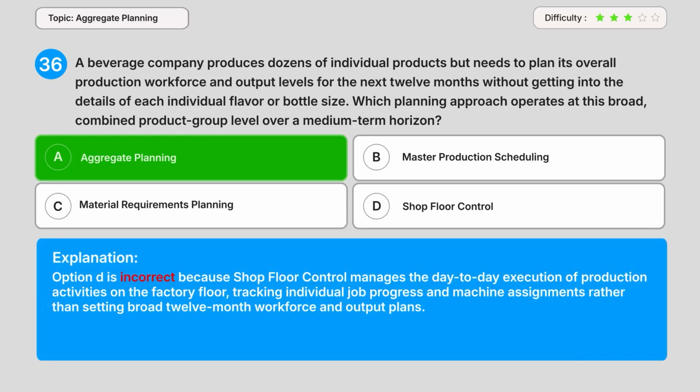Option D is incorrect because shop floor control manages the day-to-day execution of production activities on the factory floor, tracking individual job progress and machine assignments rather than setting broad 12-month workforce and output plans.